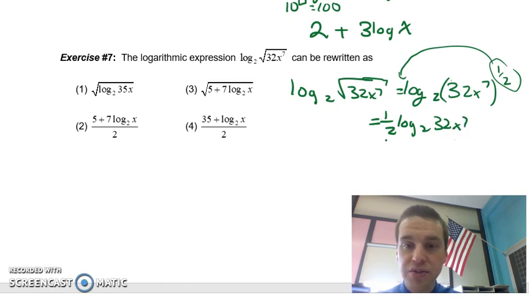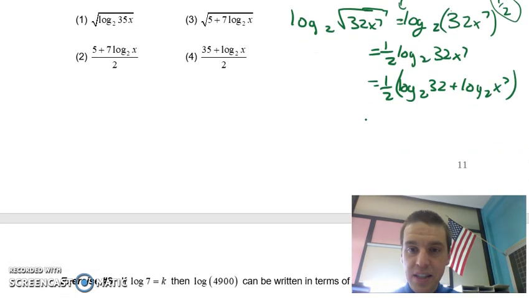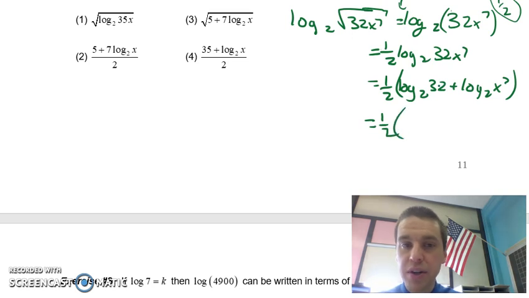Then we see product rule. So it's 1/2 times log base 2 of 32 plus log base 2 of x to the 7th. We then see here that we have 1/2. 2 to what power gives you 32? That's 5. Plus this is another power rule, bring it out in front, 7 log base 2 of x.